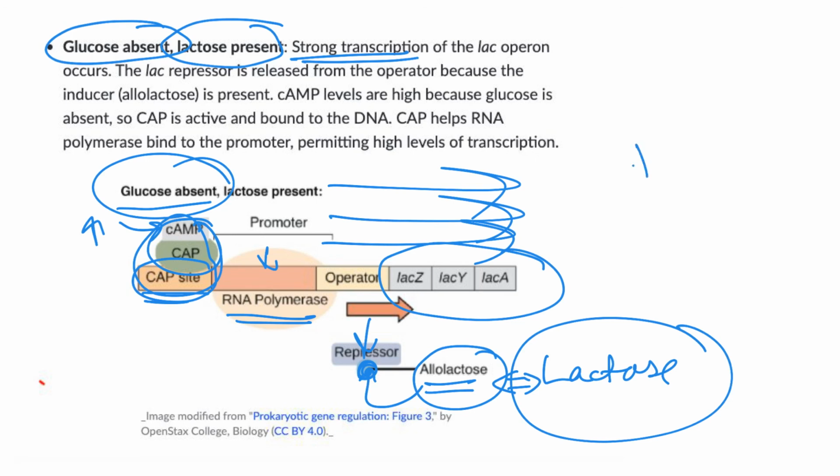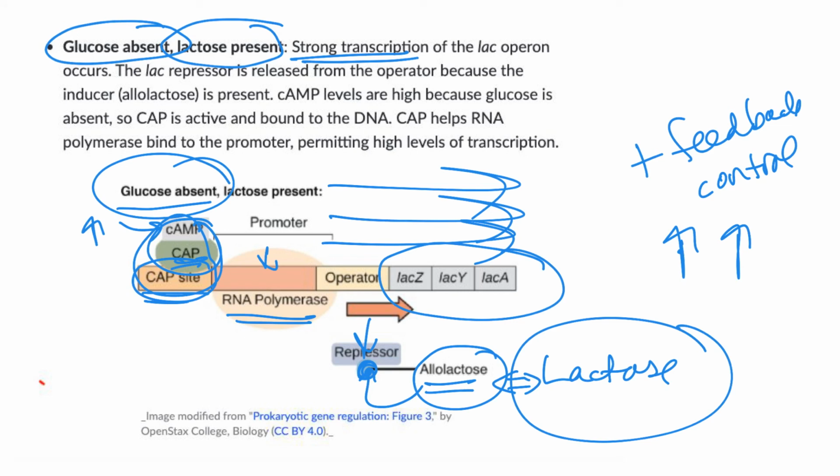So this is an example of positive feedback control of gene expression because the CAP protein system increases an operon system that is already on. So that's why it is positive feedback.